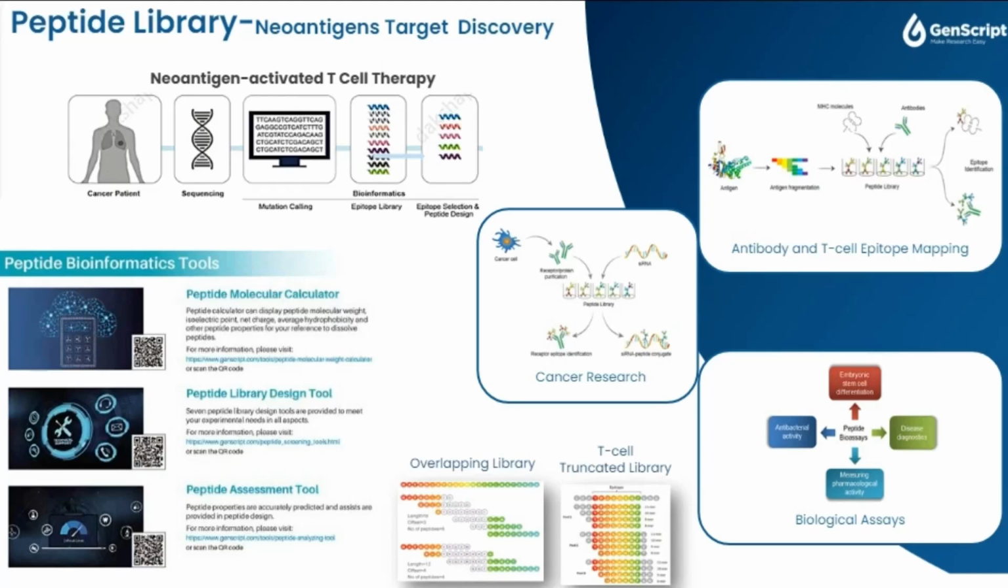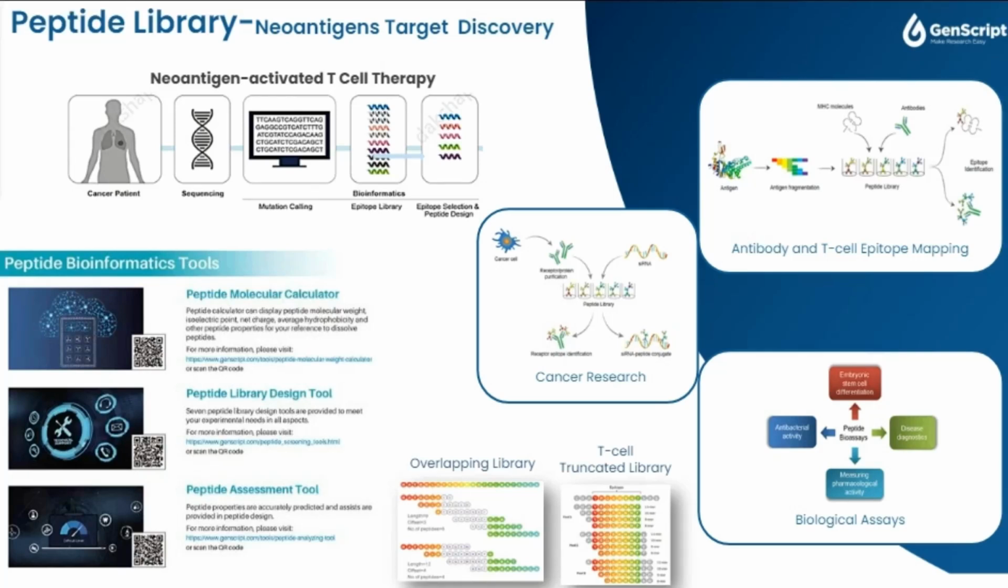For example, a T-cell truncated library is a valuable tool for identifying specific epitopes. Once the epitope is identified, this sequence can be used to engineer or specialize T-cells for T-cell therapy. GenScript offers a wide range of catalog peptide products and peptide synthesis services, including custom peptide synthesis, peptide library synthesis, peptide modification, and QC testing services.